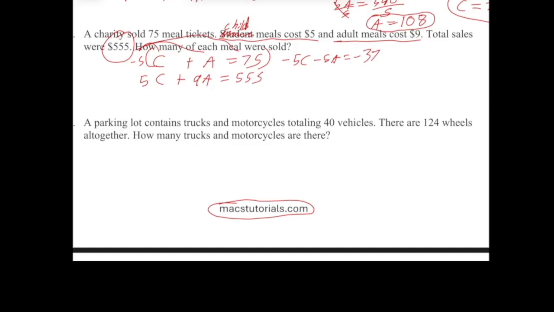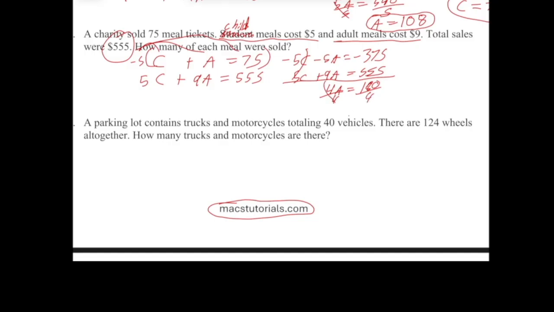Then I'm going to just copy the other one because I do like seeing these up and down. And I think it's good for you to take that extra step as well. Helps you not to make any silly mistakes. So 4A equals whatever 555 minus 375 is, which is 180. And now I'm going to divide each side by 4.